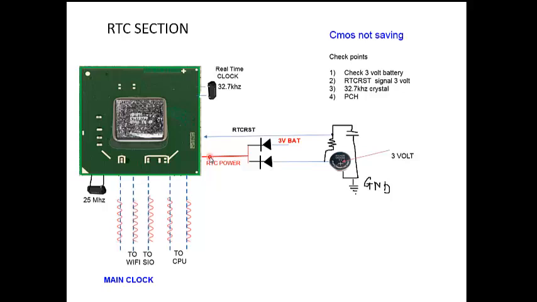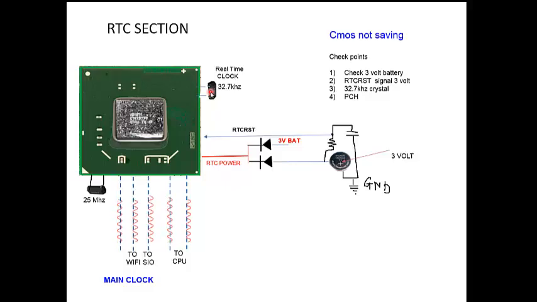The second criterion is that he should get this RTC reset signal also. This RTC reset signal is generated by this RC circuit, a resistor and capacitor delay circuit. Here you should get 3 volts. The next signal you have to check is this 32.7 kilohertz crystal. This 32.7 kilohertz crystal generates a clock frequency.